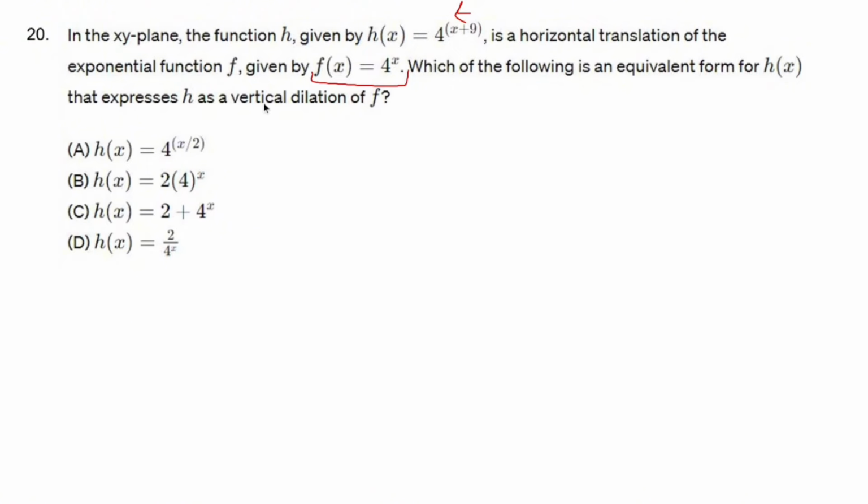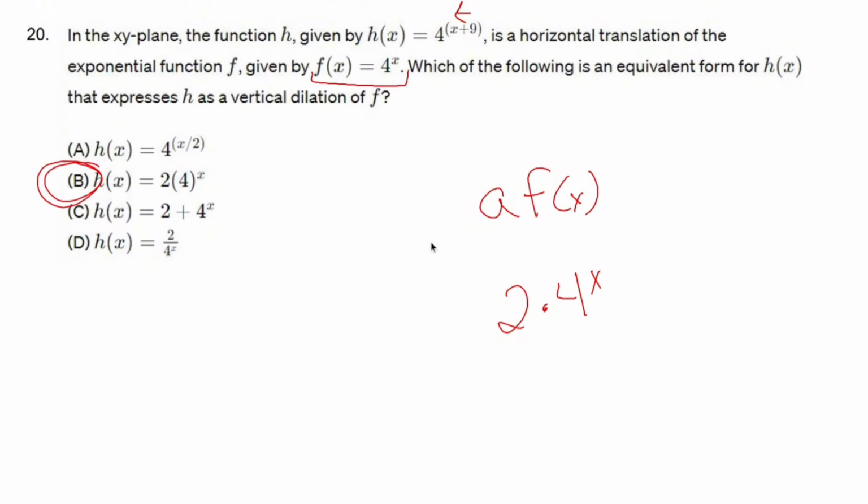That expresses h as a vertical dilation. All right, so a vertical dilation is not the same as a translation. If you're thinking, oh, they want us to add or subtract, no, that's translation. When you do a vertical dilation, you take your f of x and you just multiply some number to it. So if our f of x is 4 to the x, you're just going to take a number, and it looks like they want us to use 2 here, and multiply 2 to it. So B is going to be our guy.